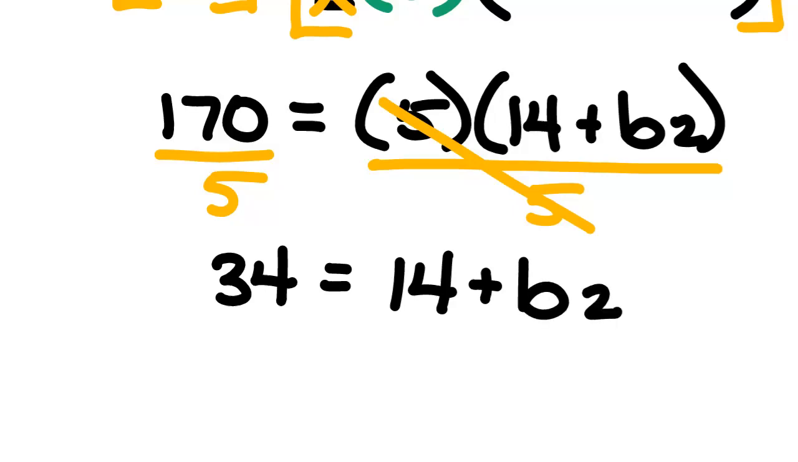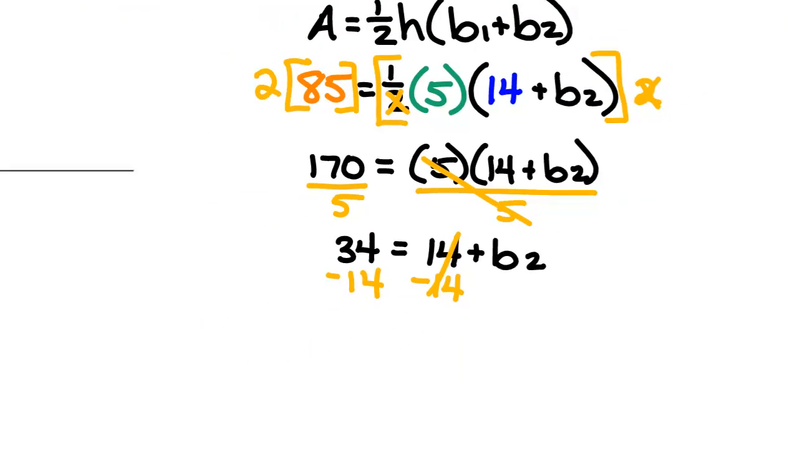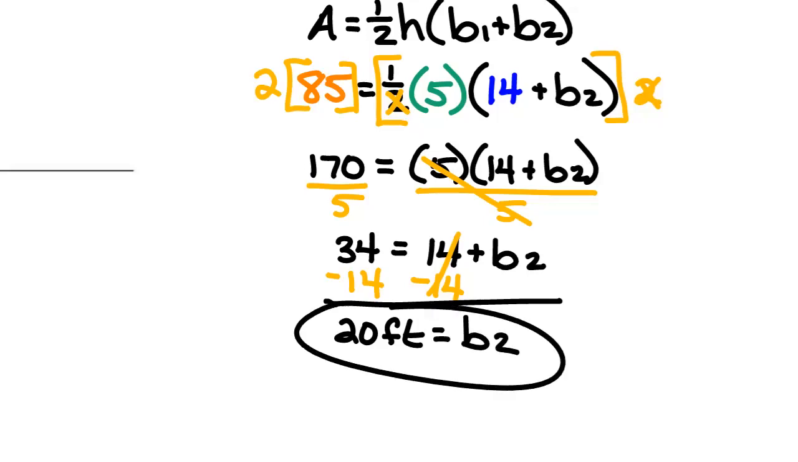I don't need the parentheses around the 14 and the base 2 anymore because there's nothing else on that side anymore. And then we subtract 14 from both sides. We get 20 for our second base. What kind of units should go with that 20? Feet. 20 feet equals base 2.